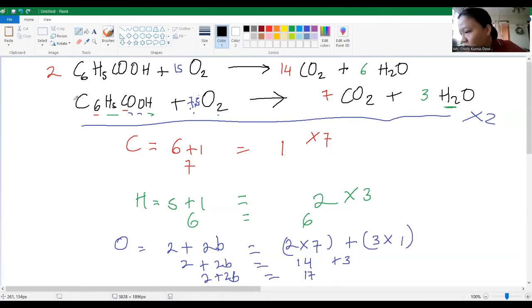Okay. You need practice in balancing equations, so I will give you several examples later as your homework. Sometimes there are not only 2 reactants and 2 products. It can be more than 2 reactants and products. Okay.